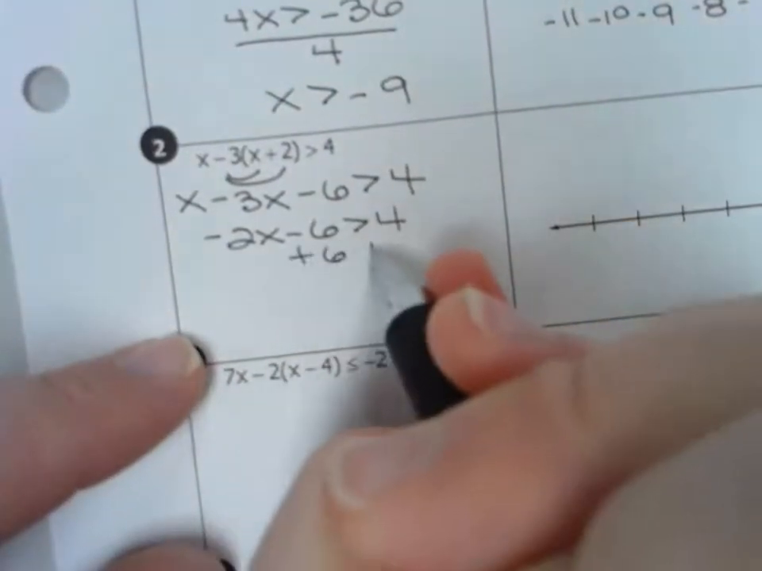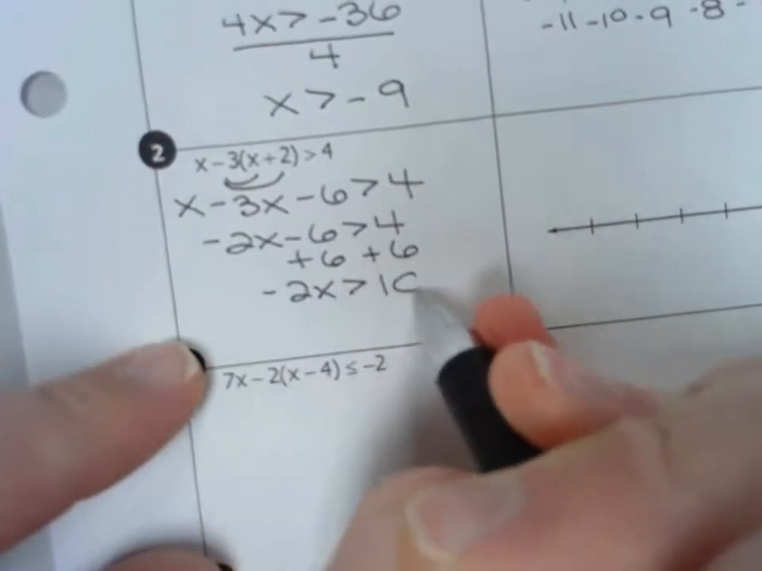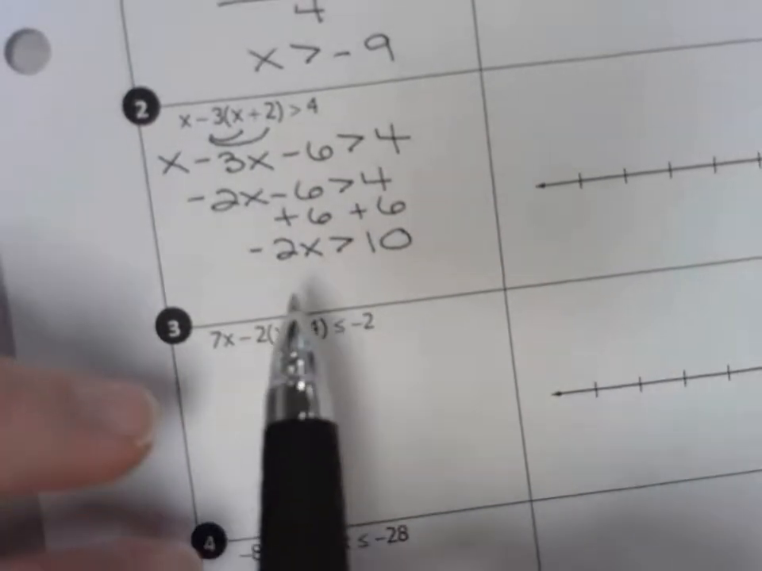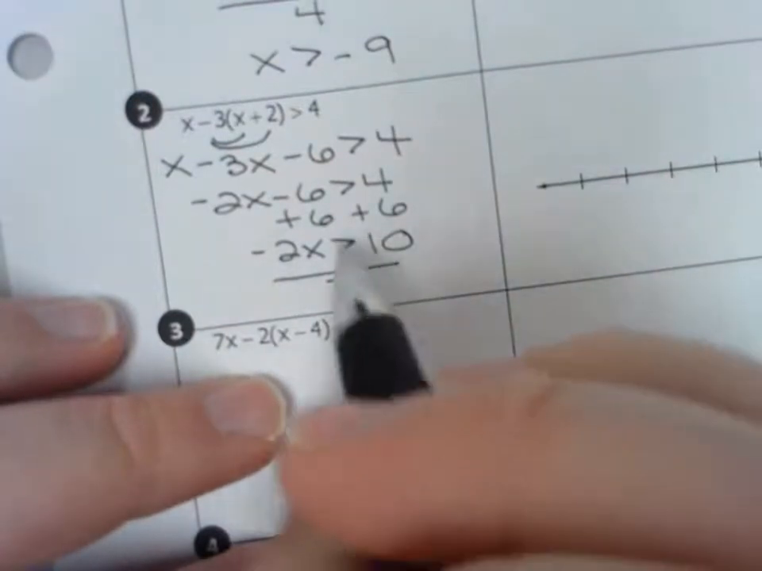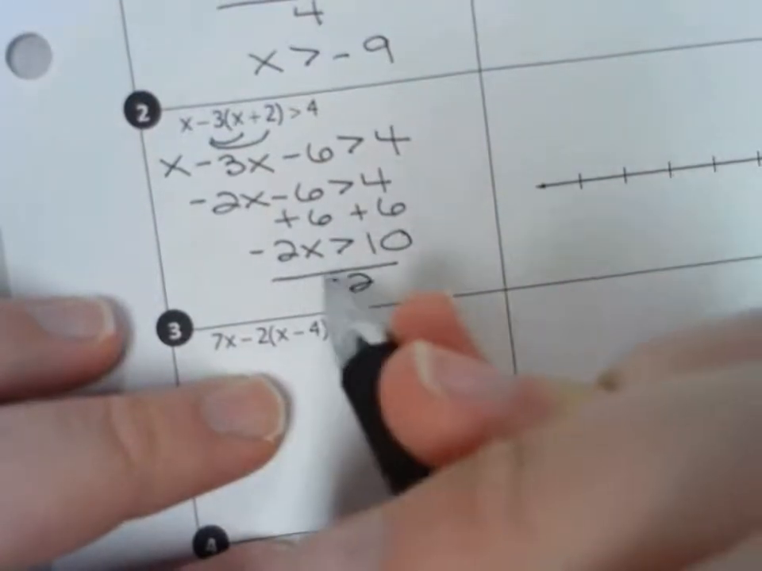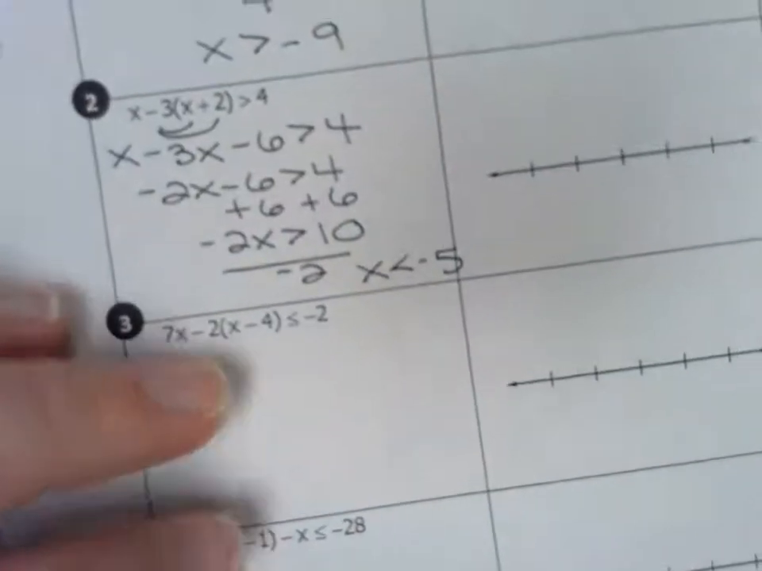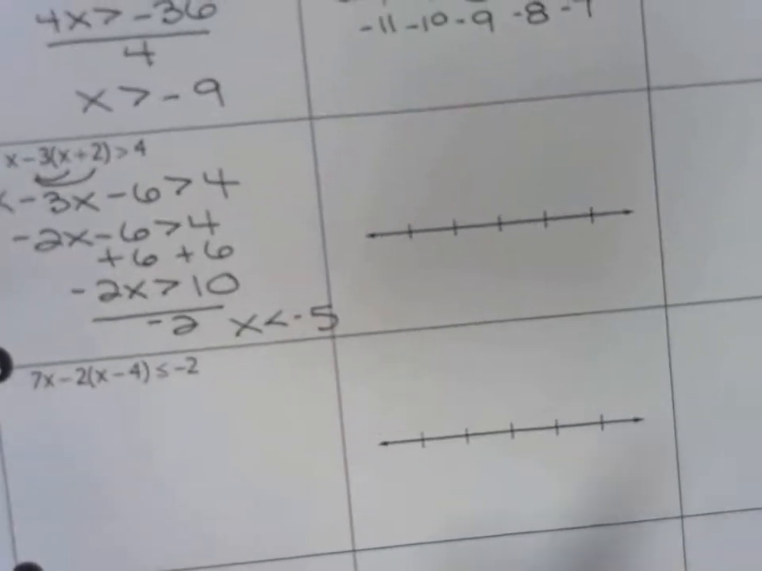Add 6 to both sides. Negative 2x is greater than 10. Feel free to pause this video if you need to catch up, and then divide by negative 2. Now I am dividing by a negative, so I have to switch the direction of the symbol. So x is less than negative 5. I divided by a negative, so make sure you switch the symbol. So x is less than negative 5.